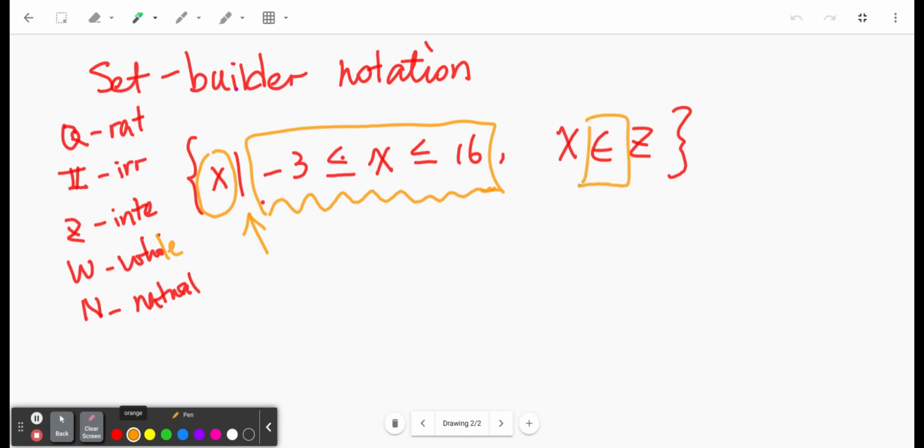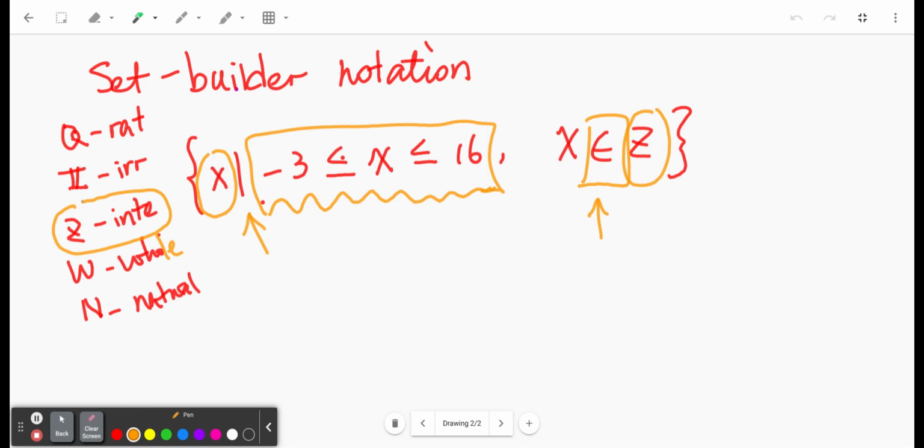What does this mean? Integer. This is like a sideways W or sideways M. So this means X belongs to, or X is an element of, the entire set of given numbers. So Z is integer. So X is not any decimals, X is not any fraction, but X can only be an integer. That means X can be -2, -1, 0, and all the way up to the range of X, which is -3 to 16. Does that make sense? Yes. Okay.